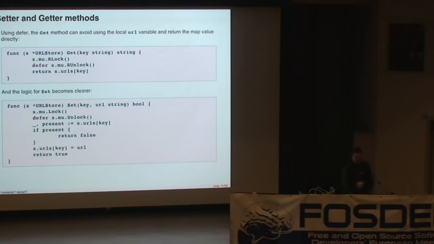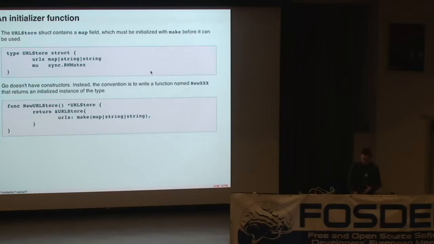And similarly, in set, we can take the write lock and then immediately defer the release of the lock so that whatever happens when this function returns, that lock will be unlocked. And this means that we don't have to include unlock twice in this function, before each of the return statements. And so this is the most common use of defer. But that's our set and get functions.